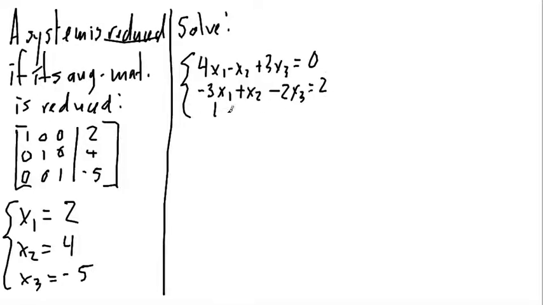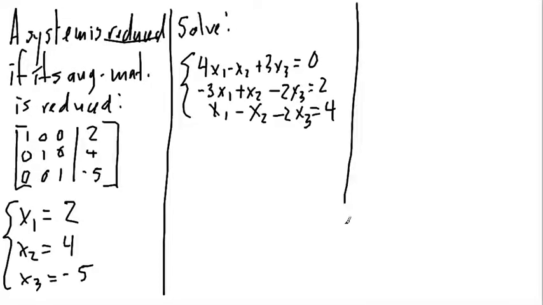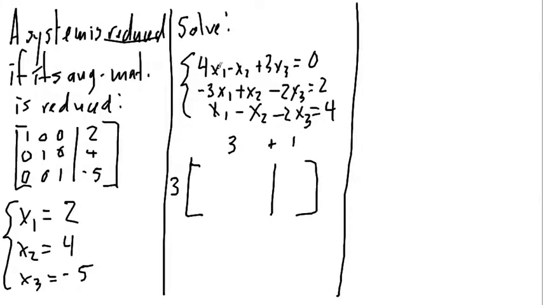and finally just x1 minus x2 minus 2x3 is equal to 4. So this is a system of 3 equations in 3 unknowns. Now when we get the augmented matrix, the number of rows will always be equal to the number of equations, one row for each equation, but the number of columns will be one more than the number of unknowns.